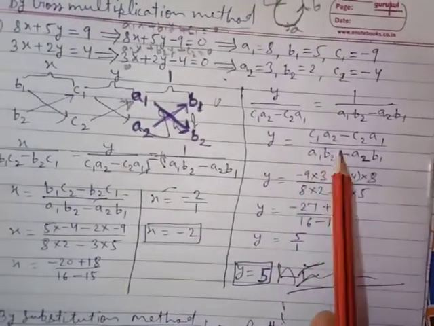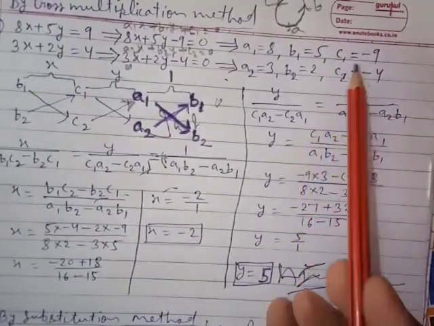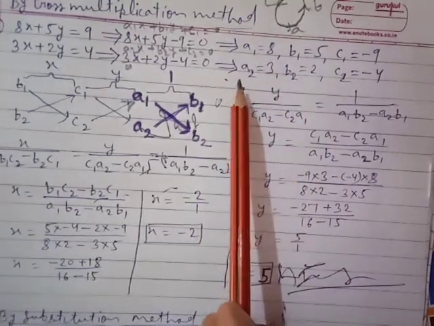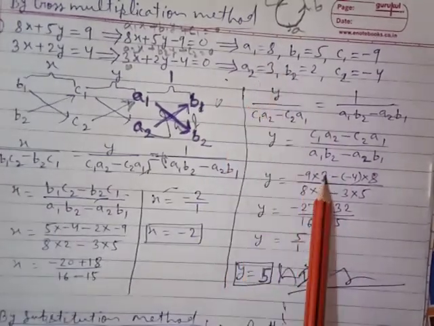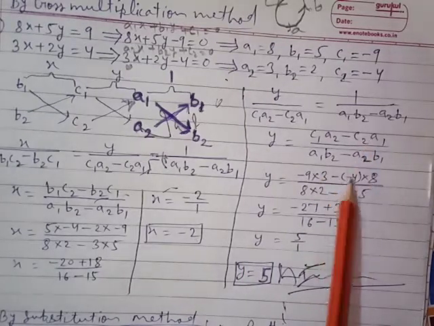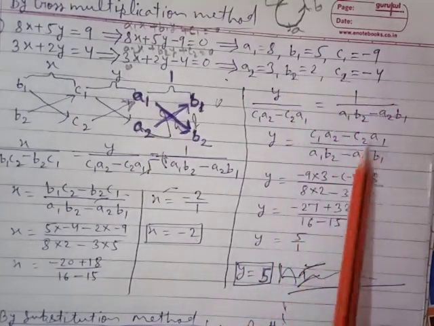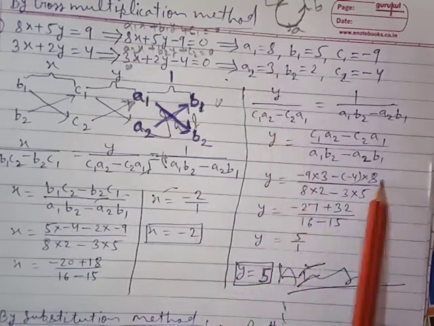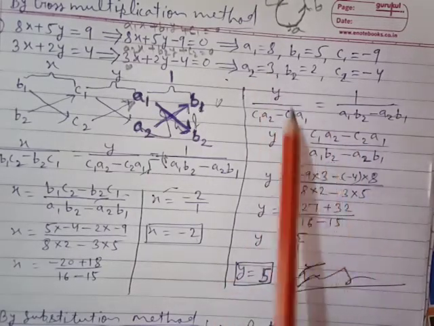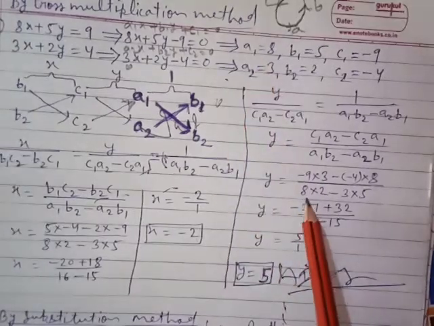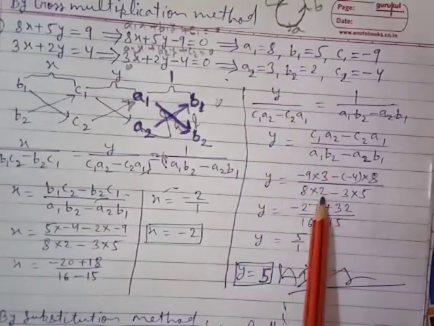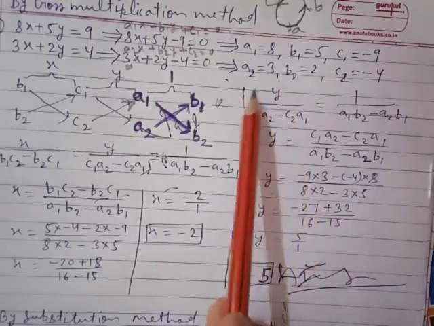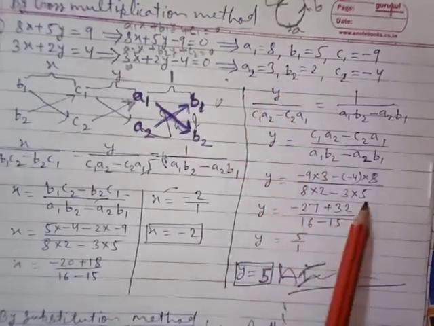So the value of C1 is minus 9, and the value of A2 is 3, so put here 3, minus C2. The value of C2 is minus 4, so put here minus 4. A1 is 8, so put here 8 upon A1 B2. The value of A1 is 8 and B2 is 2, so 8 into 2 minus A2. A2 is 3. B1 is 5.